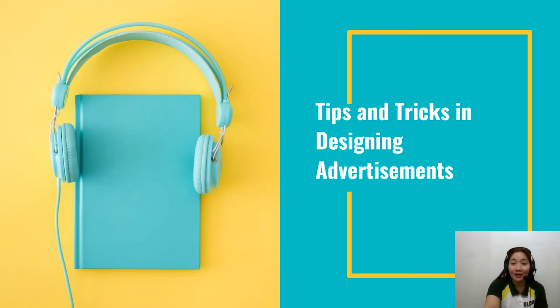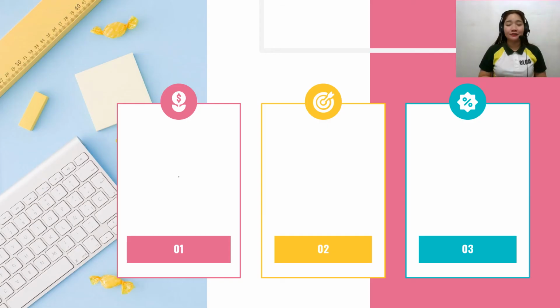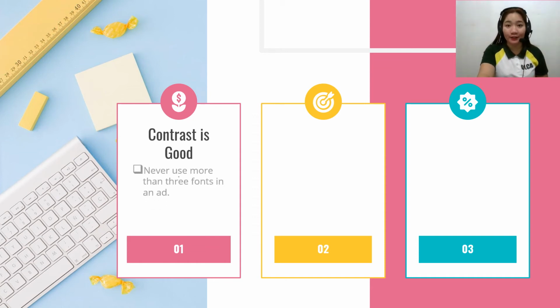Okay, so here are some tips and tricks in designing advertisements. So the first step is to emphasize contrast. Okay, contrast is good. Remember that, class? Okay, you have a variety of fonts and colors. So choosing the right fonts and using them well is the key. So never use more than 3 fonts in an ad. Why? Because they tend to distract the reader. Okay, so the proper use of bold-faced characters is important. However, class, one should never use too much of it.